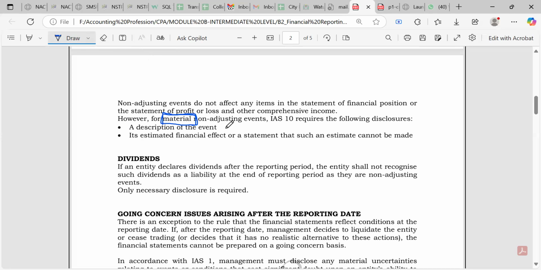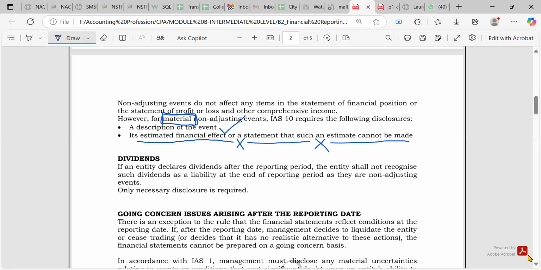First of all, we have to describe that event. You go to the notes to the financial statements, right? We spoke of the 5 components of financial statements. So you go to the notes and you describe that event, but also you describe its estimated financial effect, or state that such an estimate cannot be made. So some people should know it is not going to affect the financial position or profit or loss, but the stakeholders should at least know that in case it was affecting that period, what would have happened. They are just provided with a green light of what should have occurred.